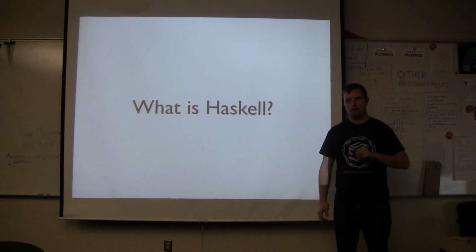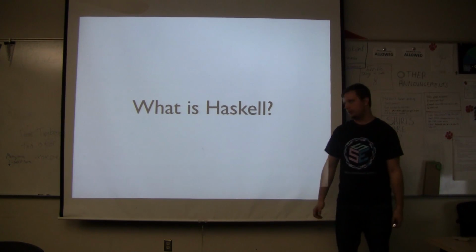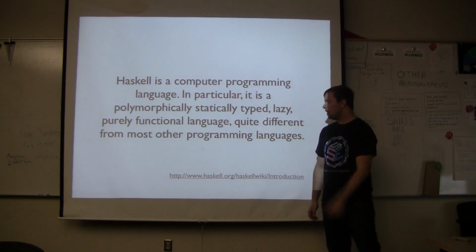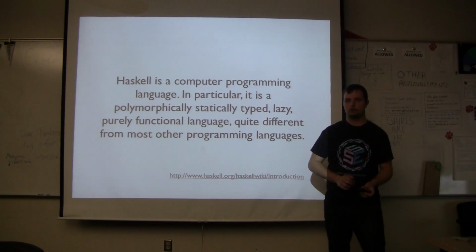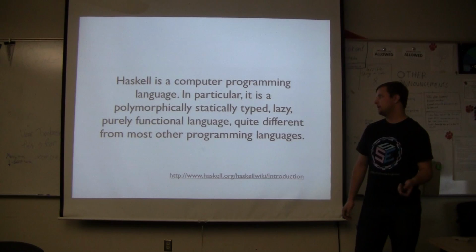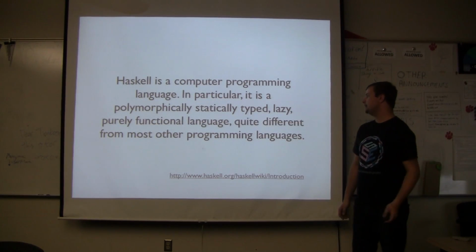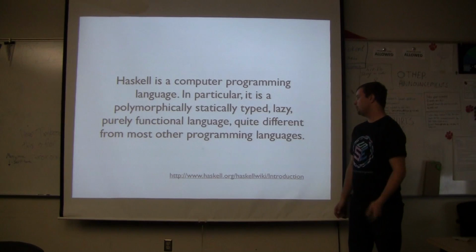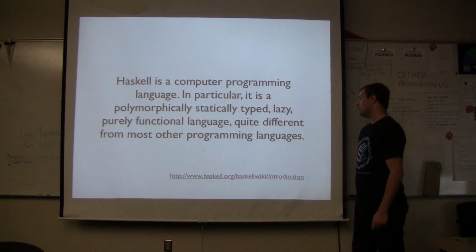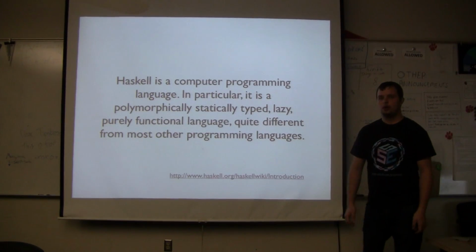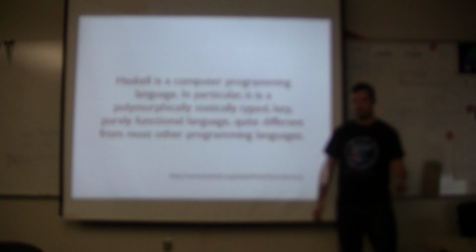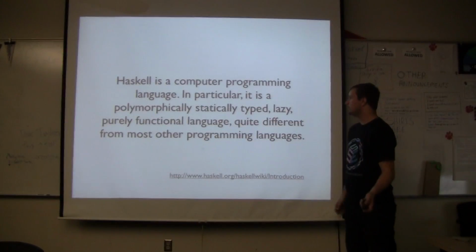If you guys have already seen it, just tell me to go a little bit faster. But before we start, I like bringing up the big description that they put on the website. Haskell is a computer programming language, obviously. In particular, it's polymorphically, statically typed, lazy and purely functional, and it's quite different from most other programming languages. So what do all of these big fancy PLC reminiscent words mean?